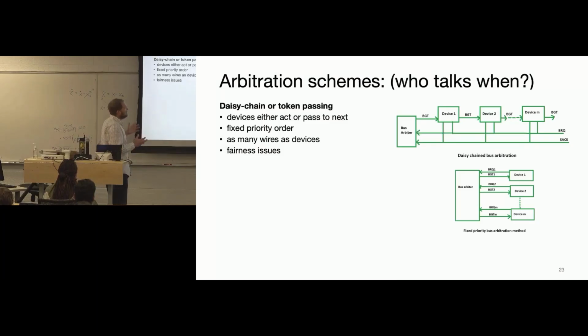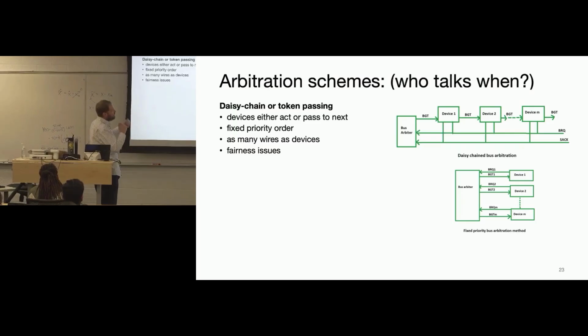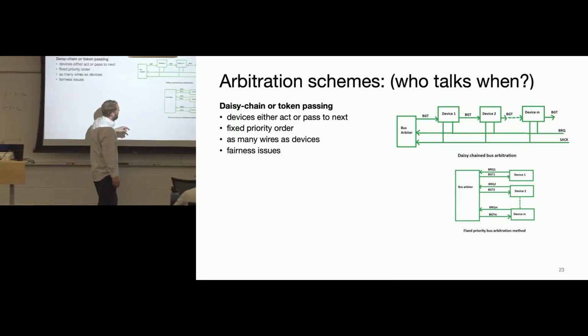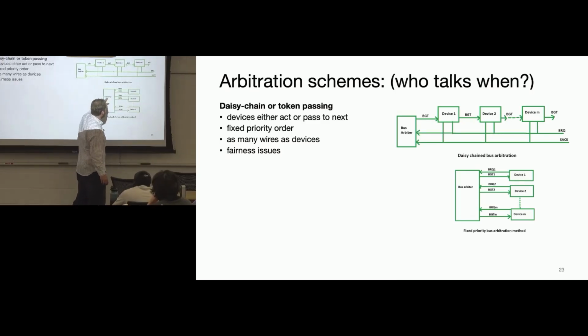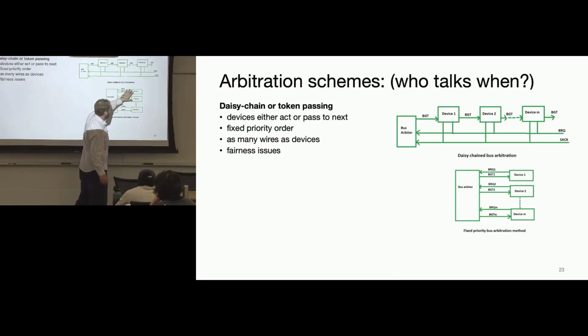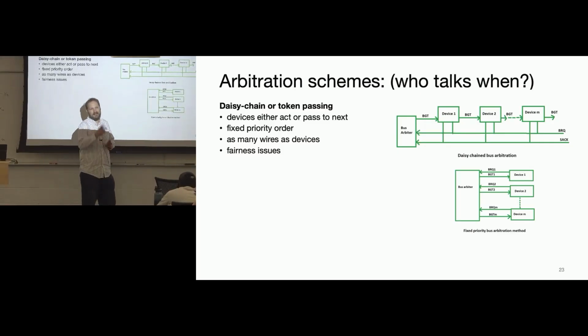Arbitration techniques. Once you have everything linked up, how do you know who should be talking? If you have multiple devices, say you have this one here, how do you know that this controller here is talking to which device? So how did we do that with the APB bus? If you remember, yeah.